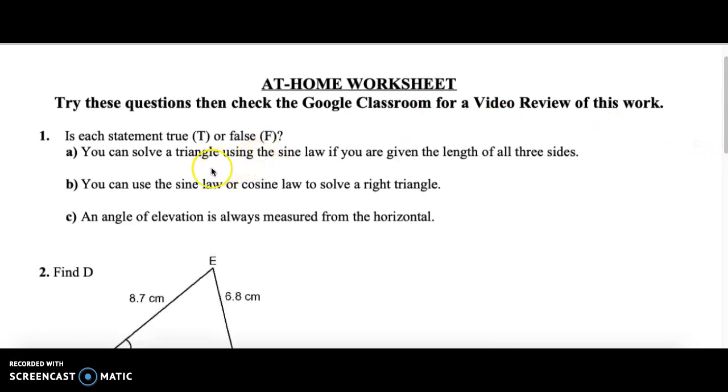Can you solve a triangle using the sine law if you're given the length of all three sides? You need a pair, so three sides is cosine law. So no, you do not. You cannot solve using sine law. So that one is false.